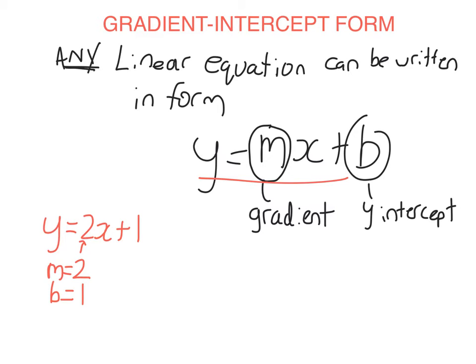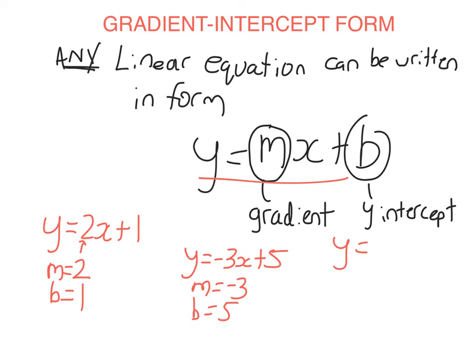Let's say I have the equation y equals minus 3x plus 5. The gradient is the number in front of x, this time minus 3, and the y-intercept is 5. Okay, so this one would hit the y-axis at 5. The gradient negative 3 means that every time you go across to the right 1, you go down 3. Okay, let's look at another one.